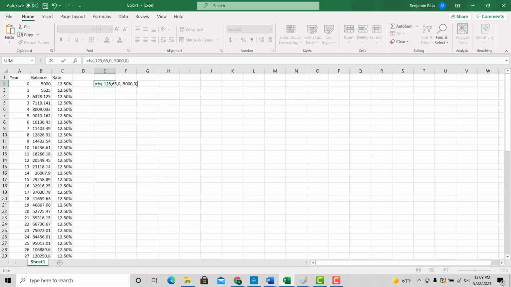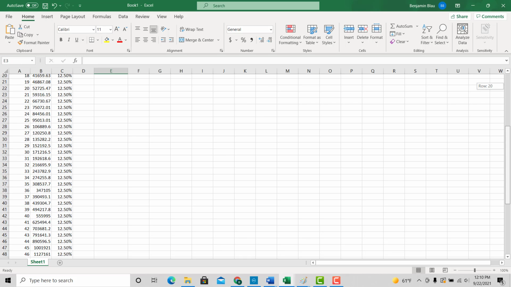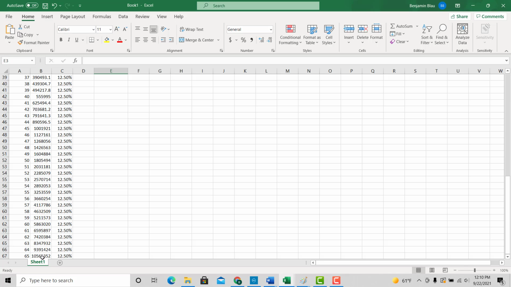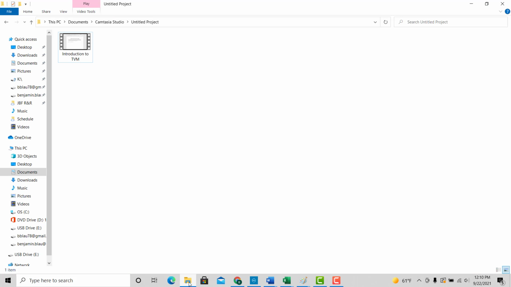Okay, so this is equal to the future value of this $5,000 payment 65 years from now, earning 12.5%. I hit enter and I get 10,565,351.82. If I scroll all the way down, that number should be the same as that, 10,565,352. Okay, there was a slight rounding there. So that is the formula to solve for the present value, or I'm sorry, the future value of this $5,000 investment. Let me show you one other tool that I'll use periodically.